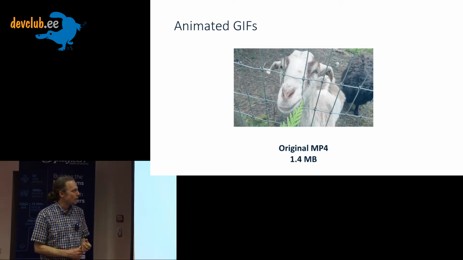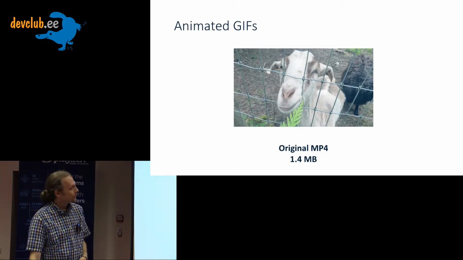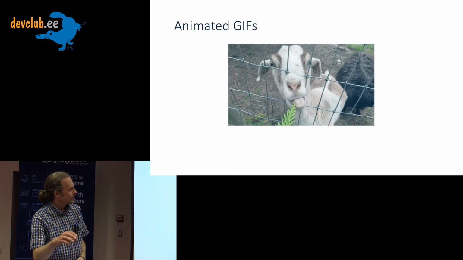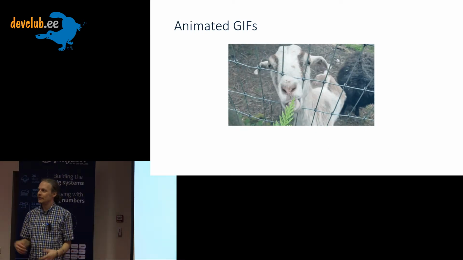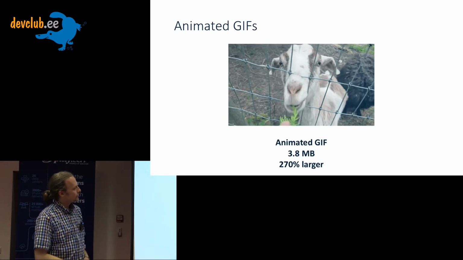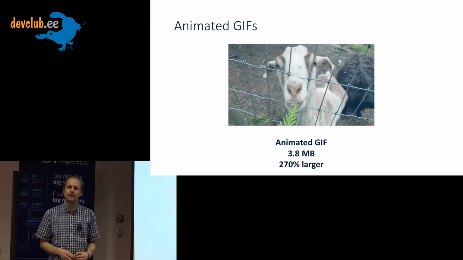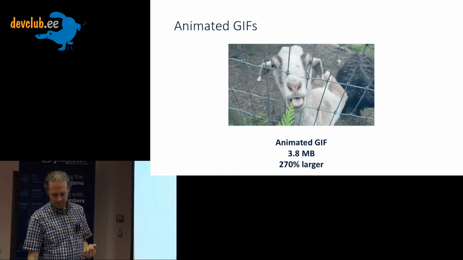This brings us to animated GIFs. And so this is Nora the goat. She was our goat back in Seattle. And I took this movie, it's 1.4 megabytes, and I turned it into a GIF because we all need more GIFs on the internet. But when I turn it into a GIF, it's 3.8 megabytes. It's almost 300% larger.